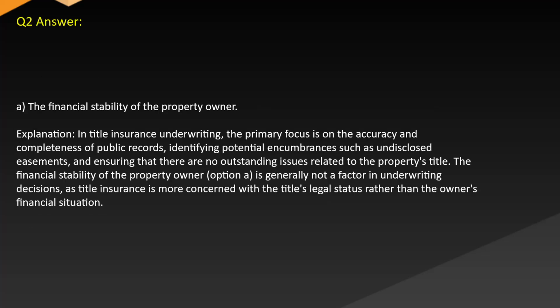Explanation: In title insurance underwriting, the primary focus is on the accuracy and completeness of public records, identifying potential encumbrances such as undisclosed easements and ensuring that there are no outstanding issues related to the property's title. The financial stability of the property owner, option A, is generally not a factor in underwriting decisions, as title insurance is more concerned with the title's legal status rather than the owner's financial situation.